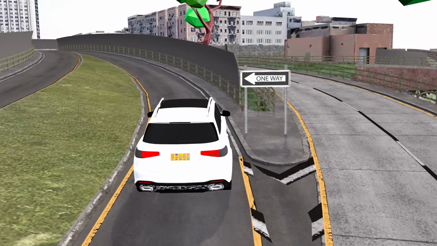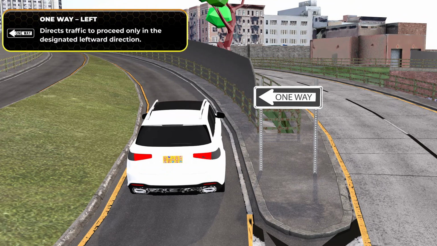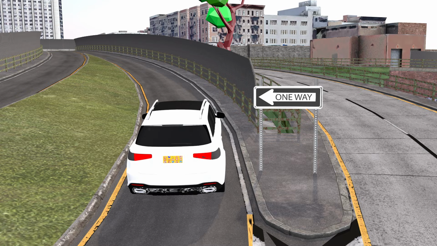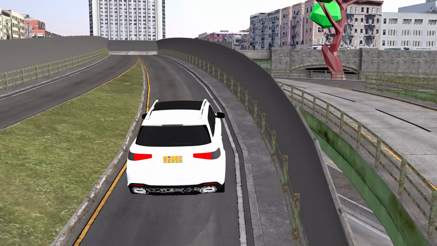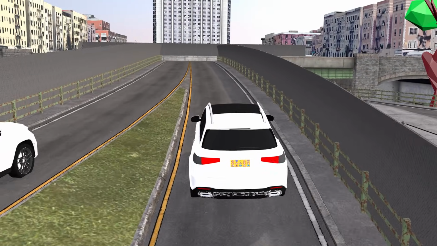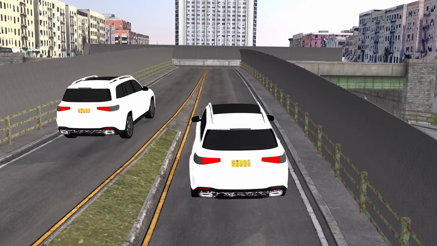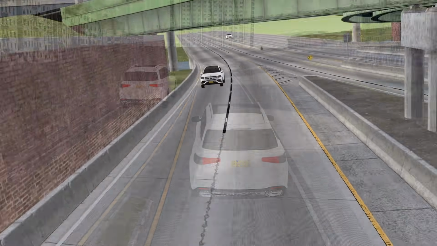This is the one-way left sign, and it means all traffic on the upcoming street or section must move in the leftward direction only. No turns in the opposite direction are allowed, helping to maintain a consistent and safe flow of one-way traffic.